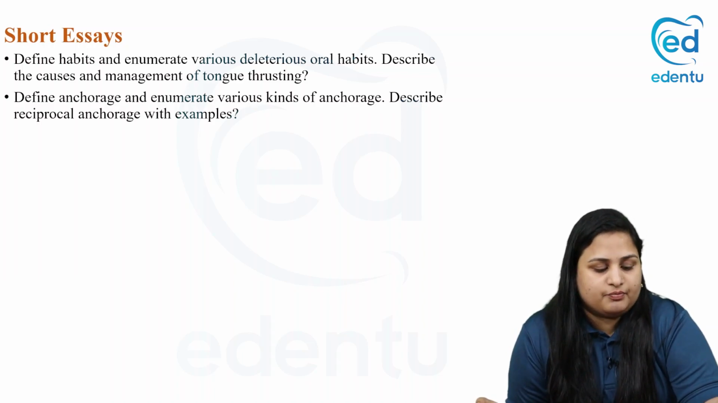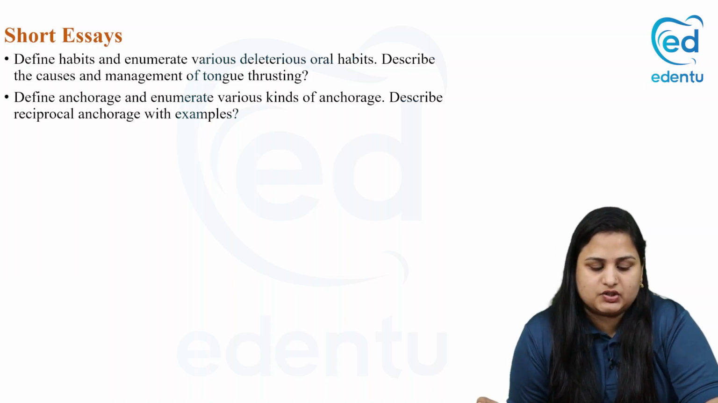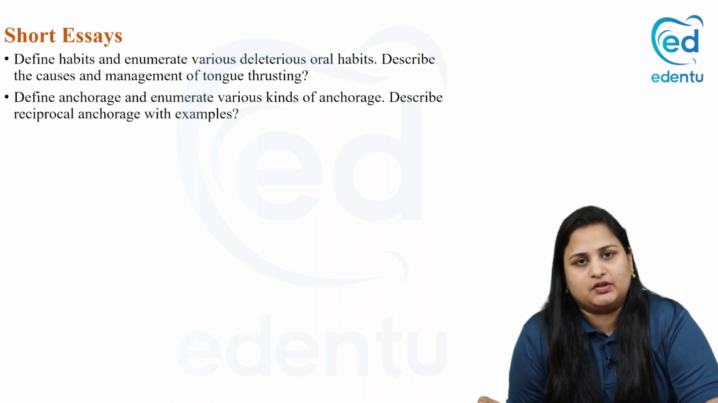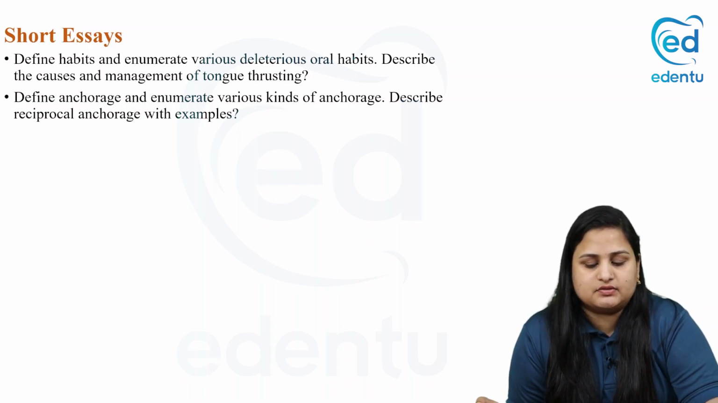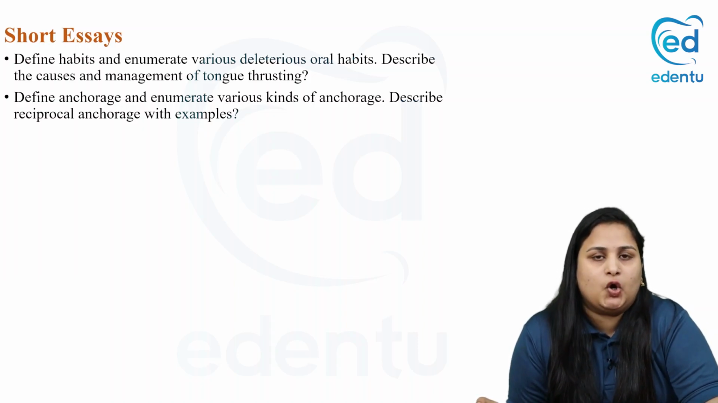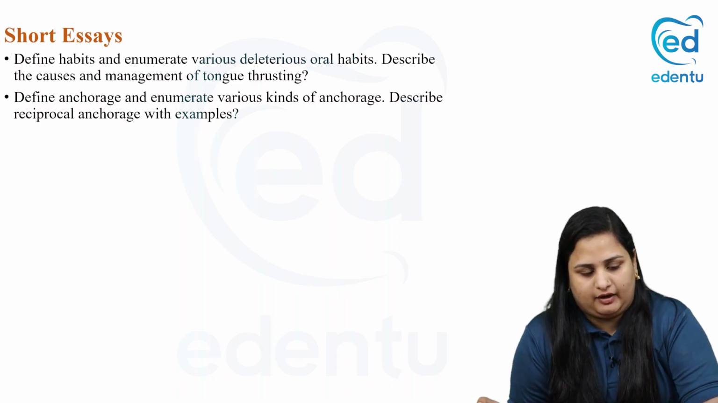So that is how a 5 mark question is distributed initially, and it's split fairly among all the questions. Now moving on to the next question: define anchorage and enumerate various kinds of anchorage, and then describe reciprocal anchorage with examples. So similar to the first question, defining anchorage can give you 1 mark, enumerating various kinds of anchorage can also fetch you 1.5 marks. Then describing reciprocal anchorage with examples is where you fetch your remaining 2.5 marks.